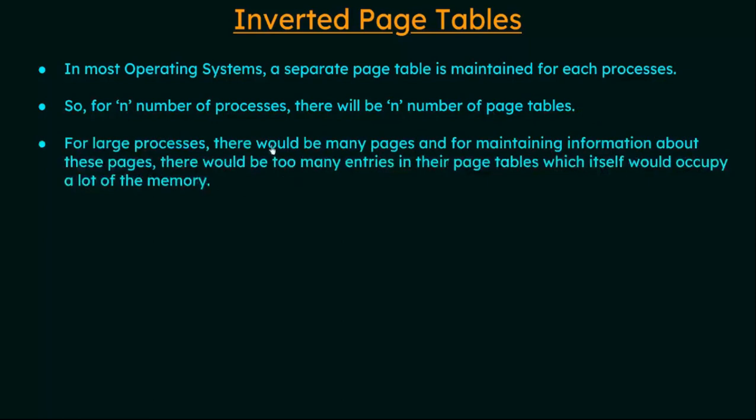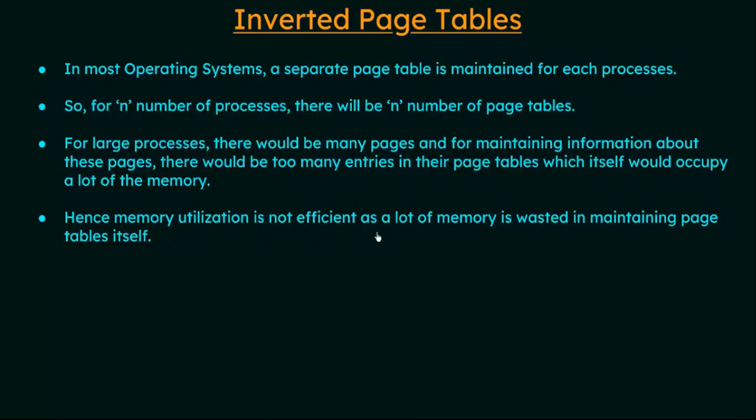For large processes, there would be many pages, and for maintaining information about these pages, there would be too many entries in their page tables, which itself would occupy a lot of memory. So this is a problem here. When we are having too many processes in our system, there will be too many page tables to maintain. Depending upon the data present in each page, the size of the page table itself will be too much, and maintaining these many entries will itself occupy a lot of our memory. Hence memory utilization is not efficient, as a lot of memory is wasted in maintaining page tables itself.